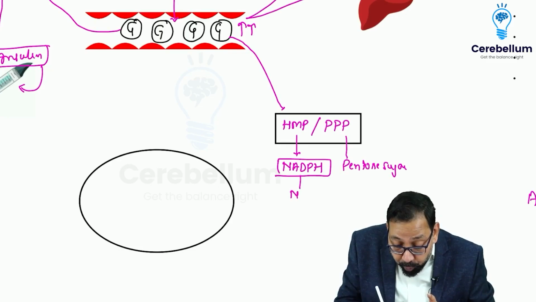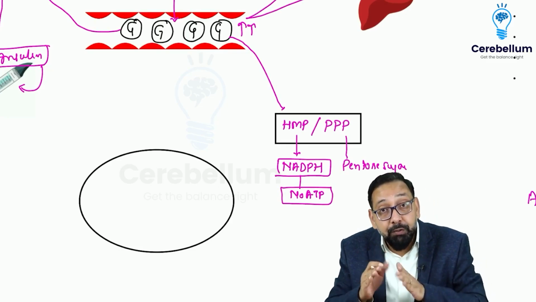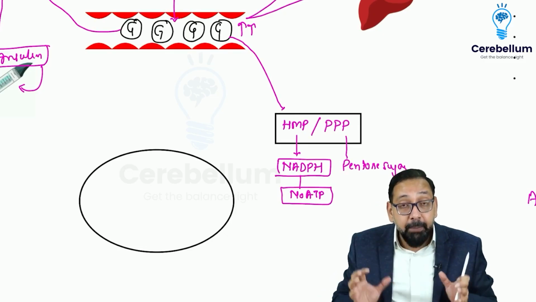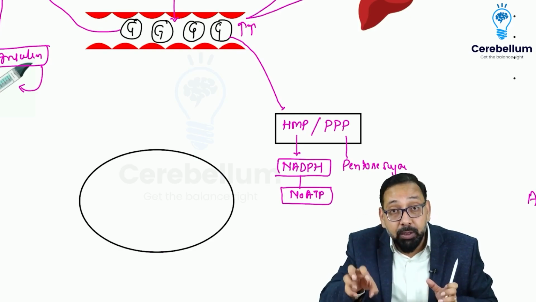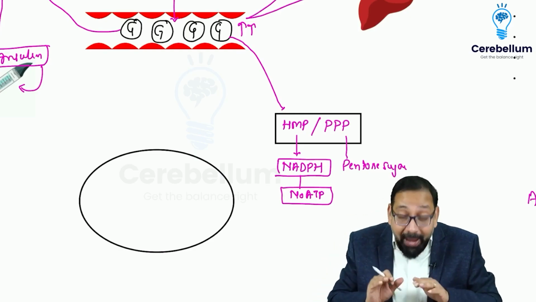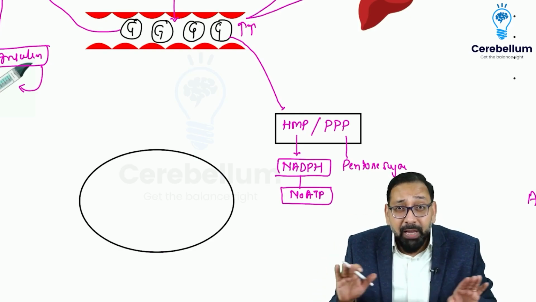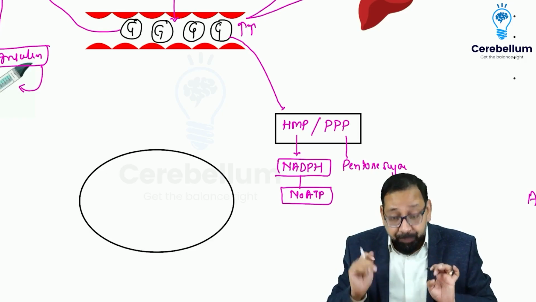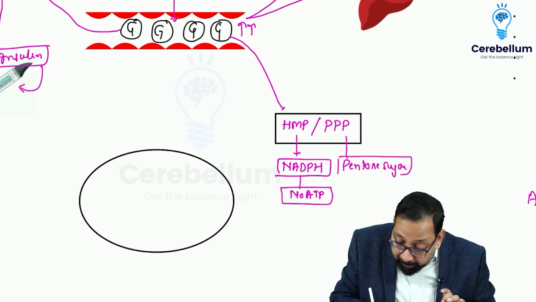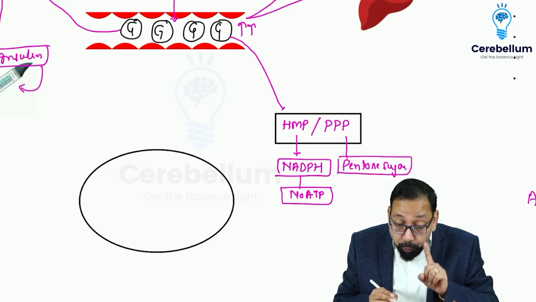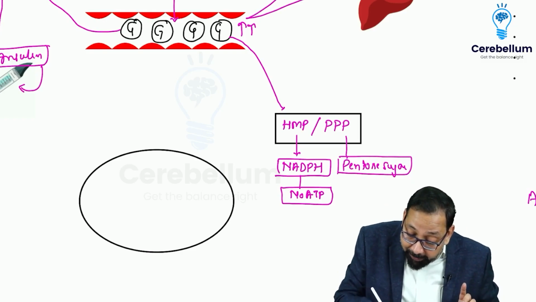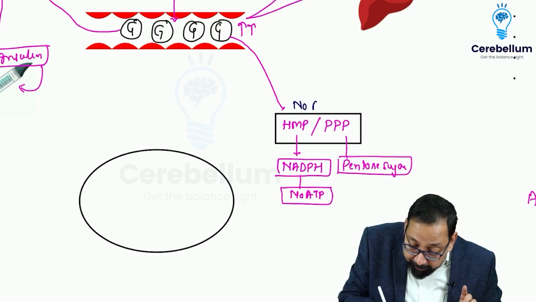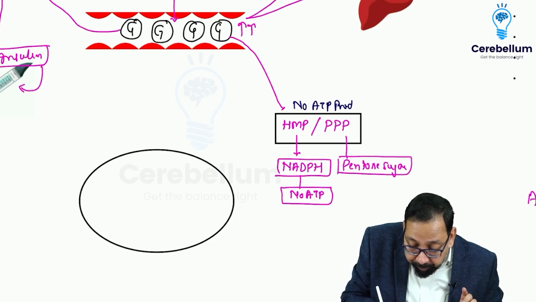NADPH produces no ATP. NADPH is required for reduction. Wherever you want reduction, NADPH will come, give hydrogen, and reduce. So NADPH is not concerned with energy production; it is concerned with reduction. And pentose sugar is produced by this HMP pathway. So you can remember very easily that in the HMP shunt no ATP is produced.